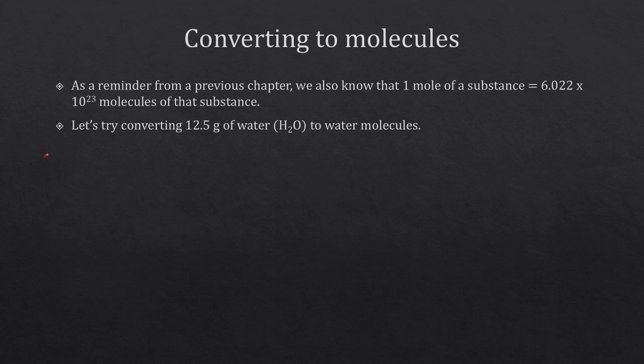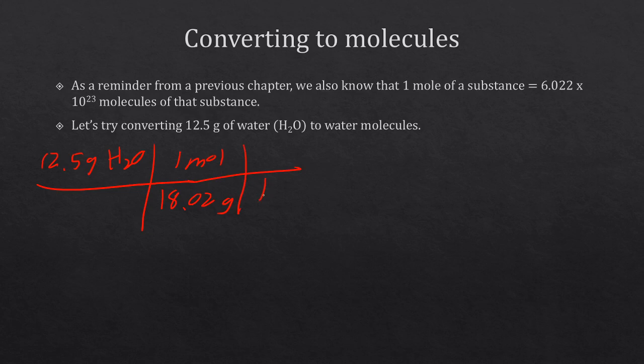Now, let's take a look. We have 12.05 grams of water. We know the molar mass of water is, let's check, once we add them all together, 18.02 grams per 1 mole of water. So step 1 is the same as the last problem. Now we've got to go back to one of our previous chapters, and we note that 1 mole of water is 6.022 times 10 to the 23rd water molecules.